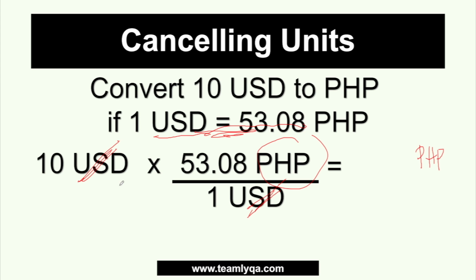Now, what do we have to do? Imumultiply mo lang siya. So, 10 times 53.08. So, again, dahil mag-multiply sa 10, you can just move the decimal place na isang beses. The answer is 530.8 Philippine pesos. That becomes your answer. Again, kasi kinakancel mo lang, yun ang goal natin, to cancel all the units.